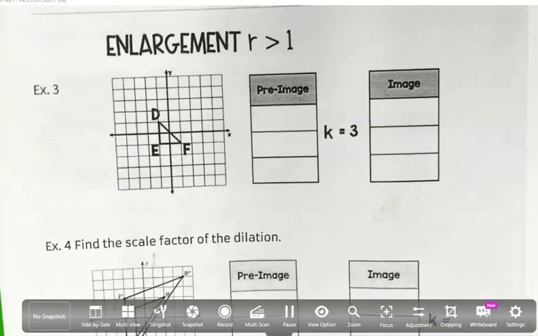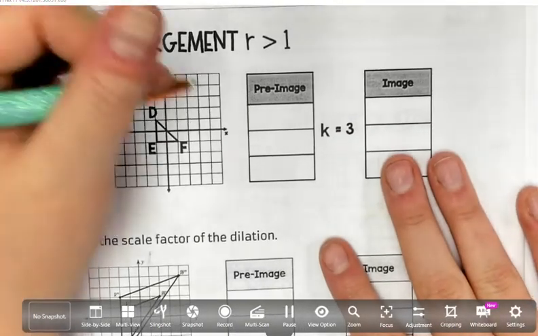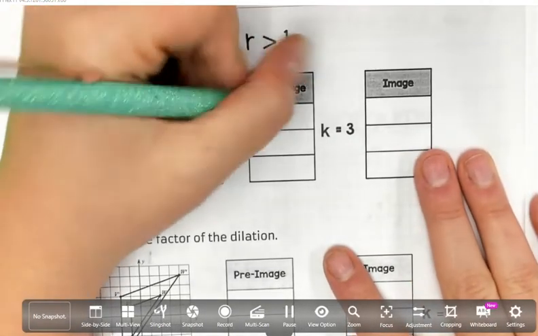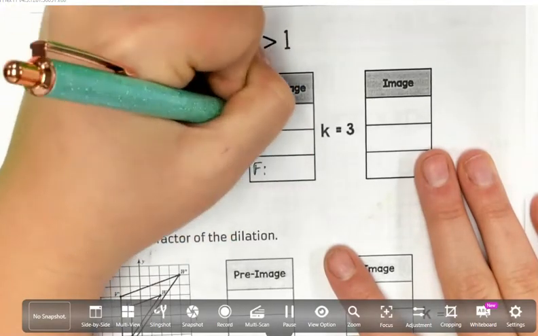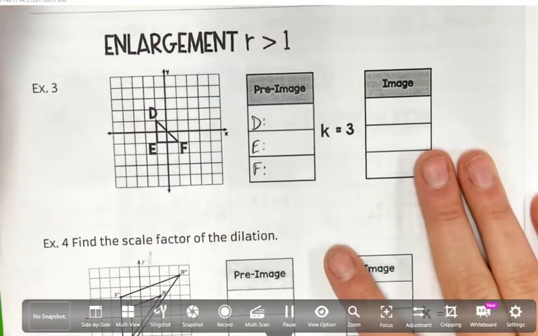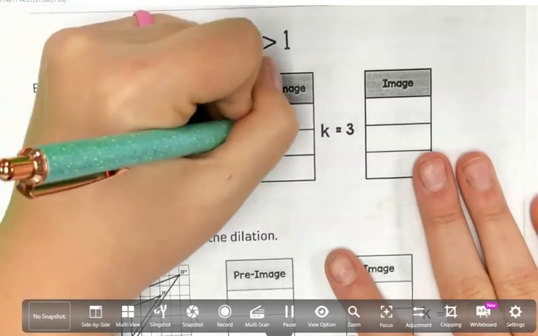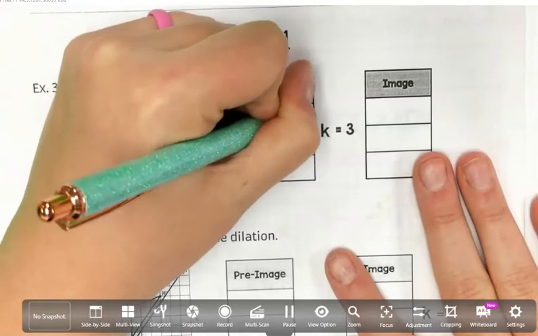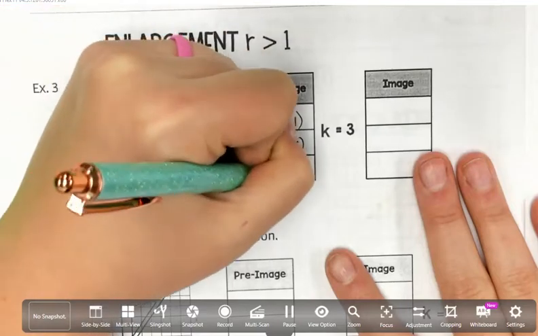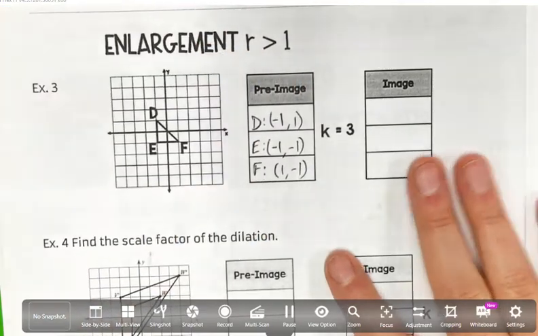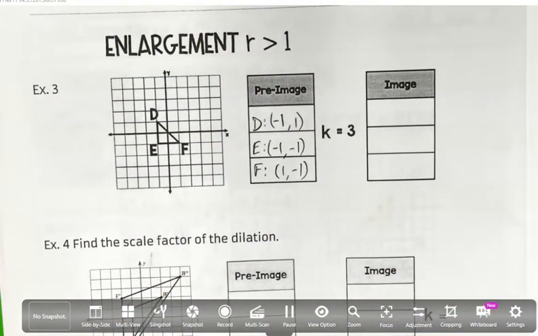Example 3, this should be everybody. So for my pre-image, I'm going to have my D, my E, and my F. So if you would pause this video and figure out what these points are. They are -1, 1, -1, -1. Hopefully this is what you got.